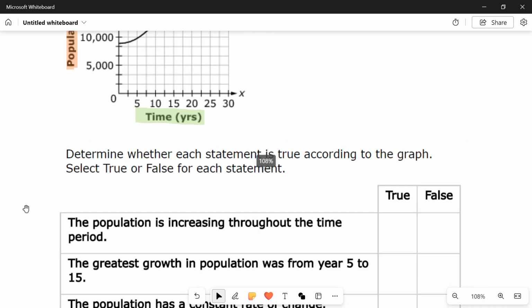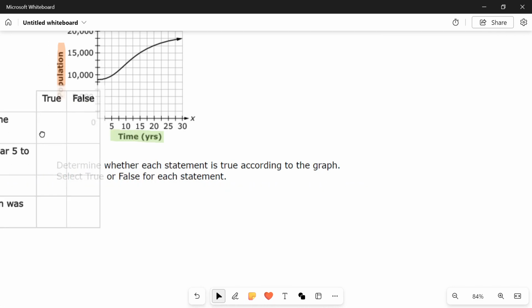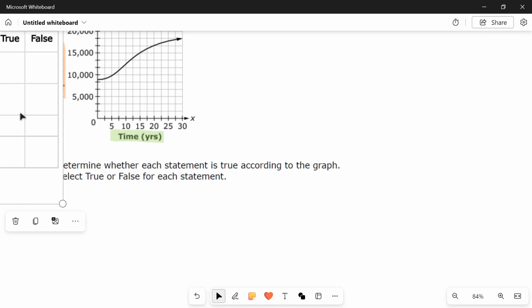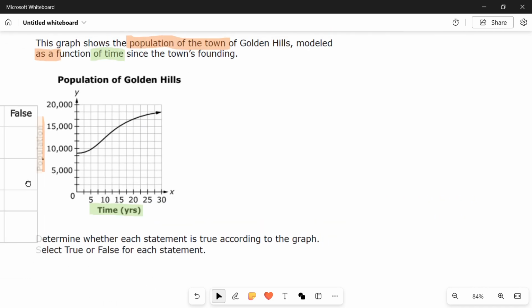All right, so it says the population is increasing throughout the time period. We have to answer, it says, determine whether each statement is true according to the graph. Select true or false for each statement. You know what I'm going to do? I'm going to move it over here. Now I'm going to move it over here. Boom.